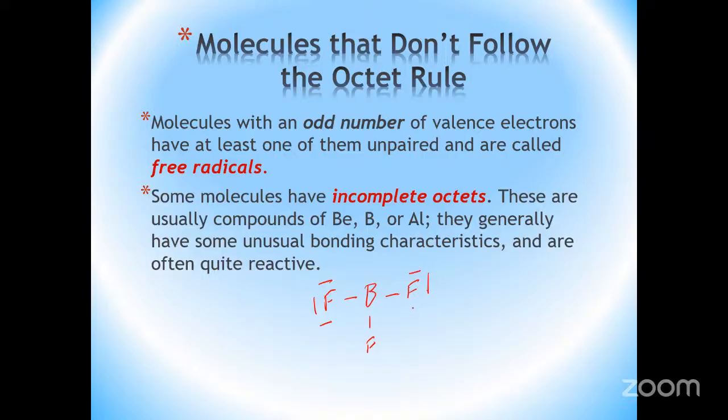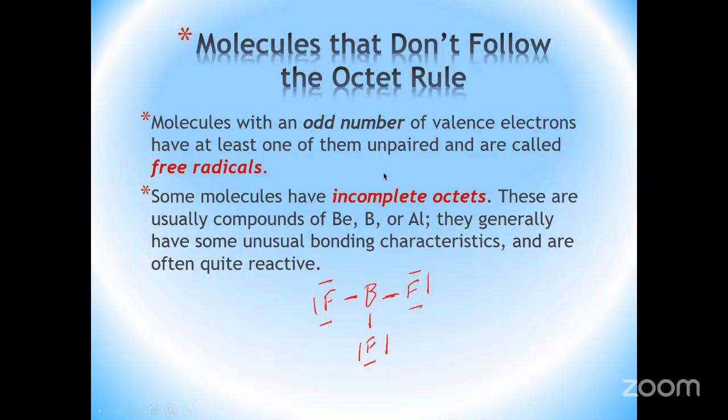If you look at the boron atom, you see that it has only 6 electrons or 3 pairs. So it does not have an octet, right? So that's one example. That is true for molecules formed from beryllium, boron, and aluminum. Again, they tend to be very reactive because they try to react so that they end up with an octet. So they try to get electrons from something in order to complete that octet.